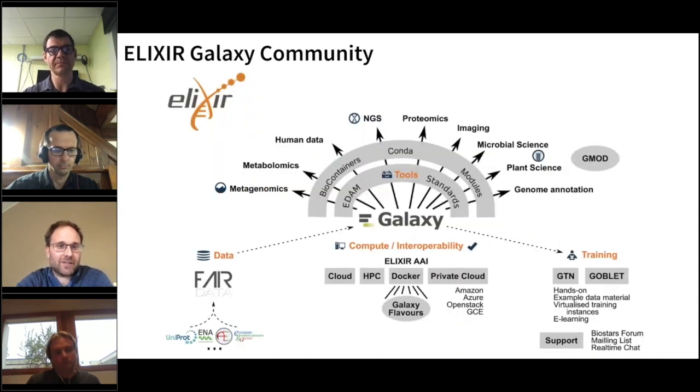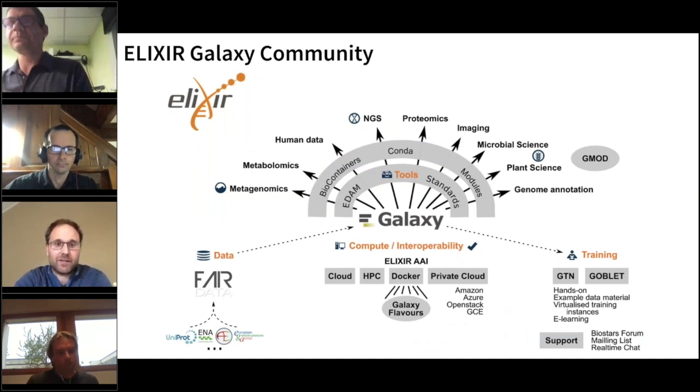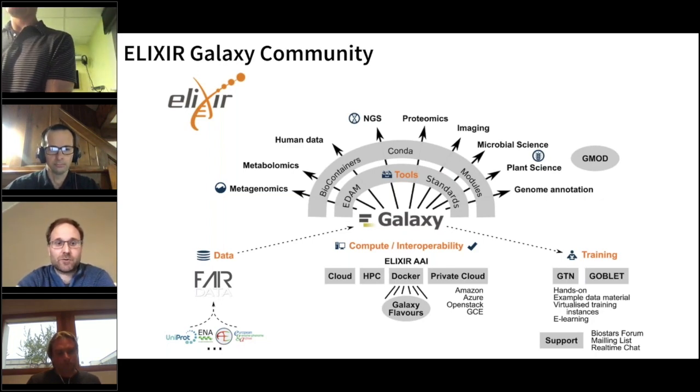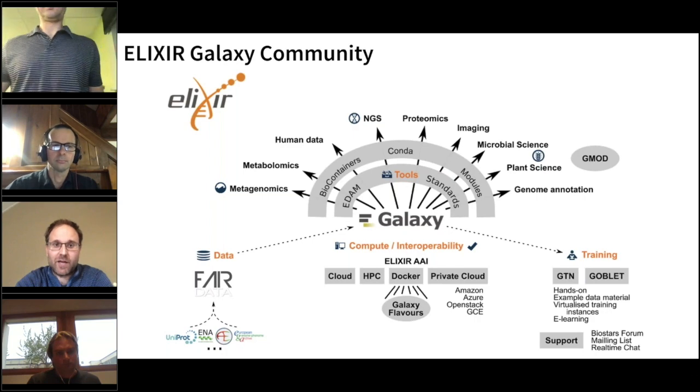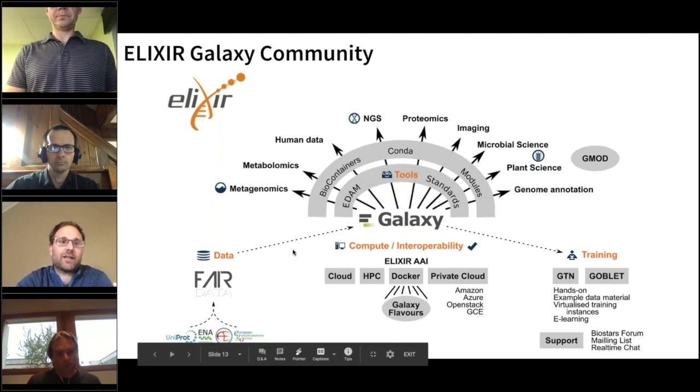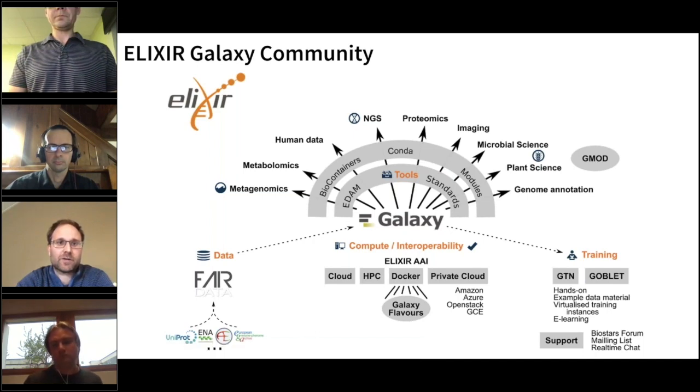On the next slide, you can see that this is really encompassing all the aspects that we do in ELIXIR. We try to integrate from data, compute platform to training, and we try to serve the different communities that we have that are more oriented towards research domains such as proteomics or plant sciences. And all of these researchers are in a lot of cases using Galaxy as one of their primary platforms for data analysis.